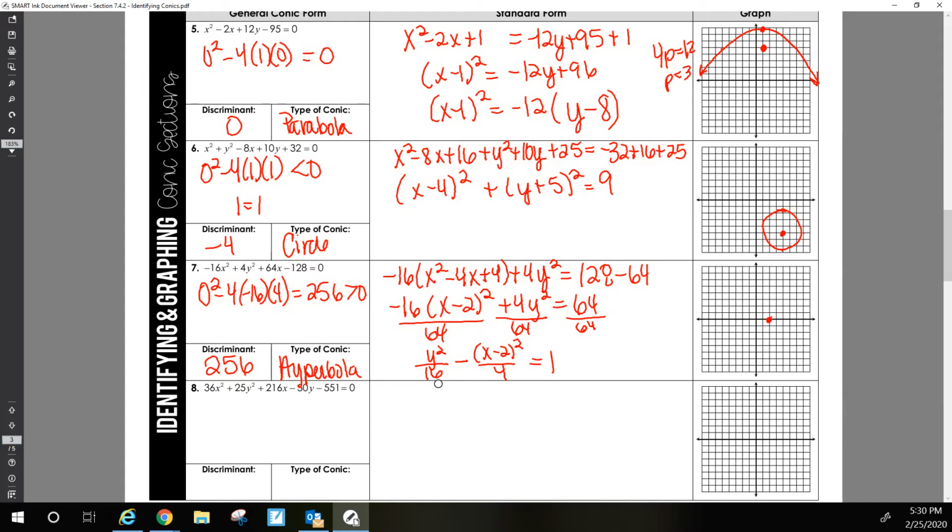So our center is going to be at positive 2, 0, which is right here. We know for our y's, we're going to take the square root of 16. We're going to go up 4 and down 4. And since the y's came first, these are our vertices, right? That's going to be on our transverse axis, so it's kind of like our major axis. Our conjugate axis is going to be the square root of 4, so we're going to go to the right 2 and left 2. And this makes the box that we're going to use to make our asymptotes.